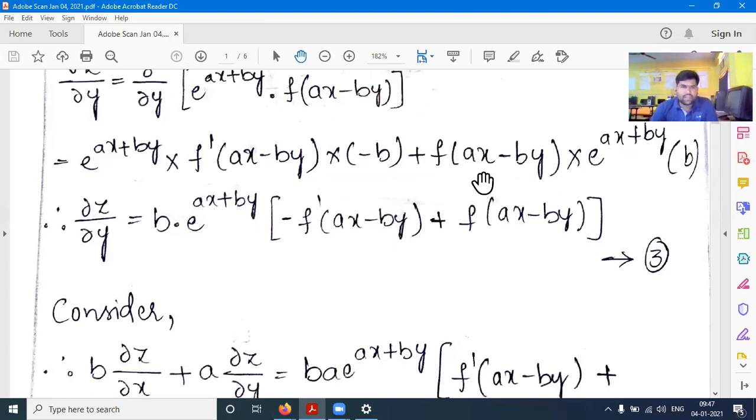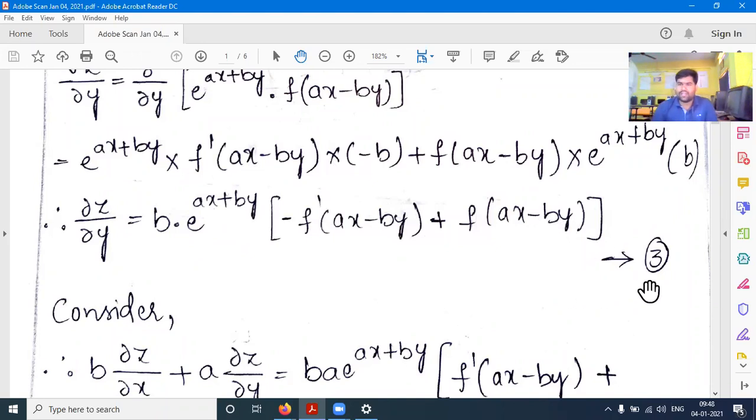Observe that in this equation there is e power ax plus by into minus b here, and e power ax plus by into plus b here. So we take b into e power ax plus by as a common factor. Dou z by dou y is equal to b into e power ax plus by into minus f dash of ax minus by plus f of ax minus by.